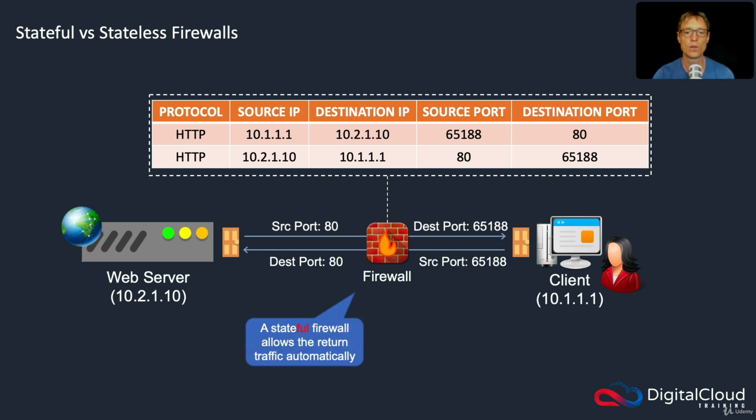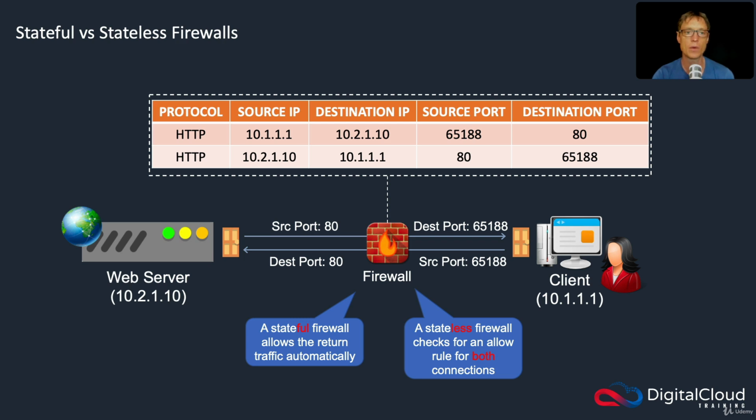With a stateful firewall, it will allow the return traffic automatically. So if the firewall has a rule that says I'm going to allow this traffic inbound, then it will send the outbound traffic without any further rules being required. It doesn't require a rule that allows traffic to 65188, for example. A stateless firewall will check for an allow rule for both connections. You would not only need a rule that allows inbound traffic on port 80 from this computer, you would also need a rule that allows outbound traffic on 65188 to this computer. So that's a key difference.